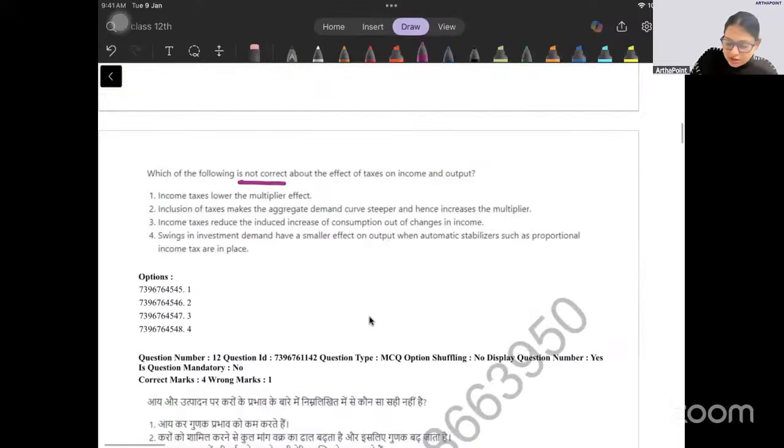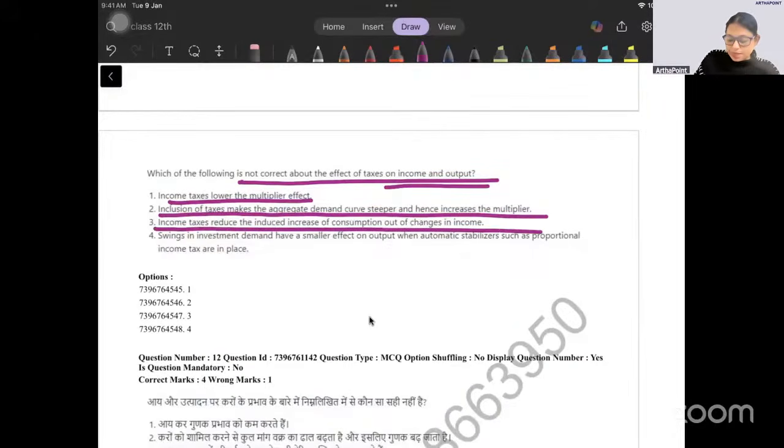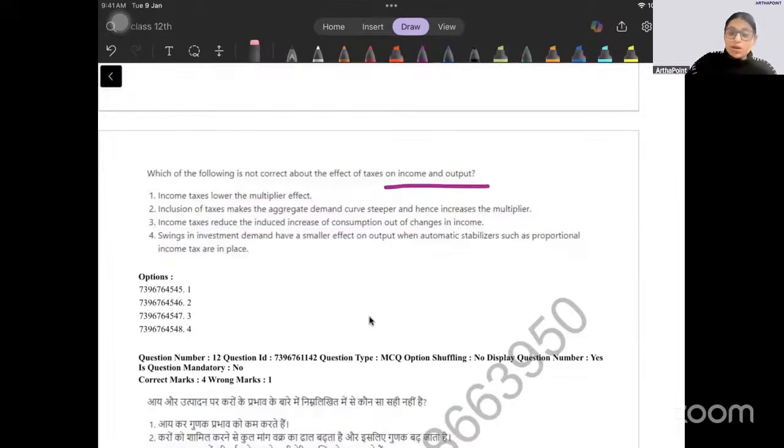Which of the following is not correct about the effect of tax on income and output? Give it a try. Income tax lower the multiplier effect. Inclusion of taxes makes aggregate demand curve steeper and hence increases multiplier. Income tax reduces induced increase of consumption. Swing in investment demand have smaller effect on output when automatic stabilizer are in place. You have to tell not correct. I don't think CUT is easy, huh? You see the level of questions that have been asked here.